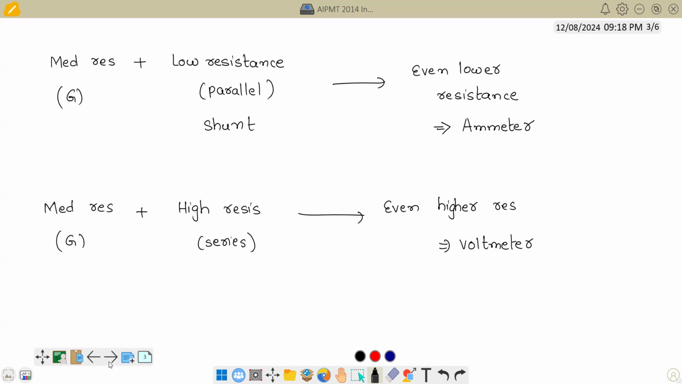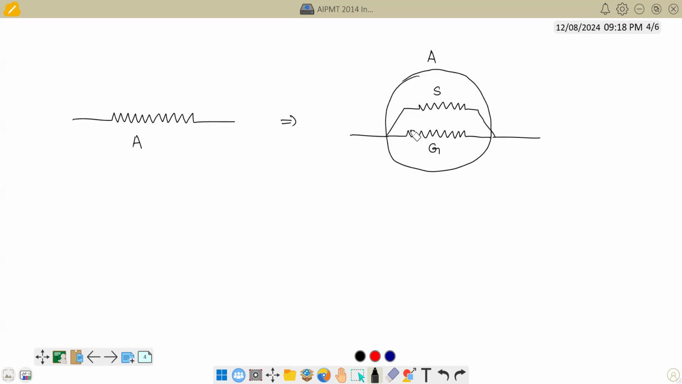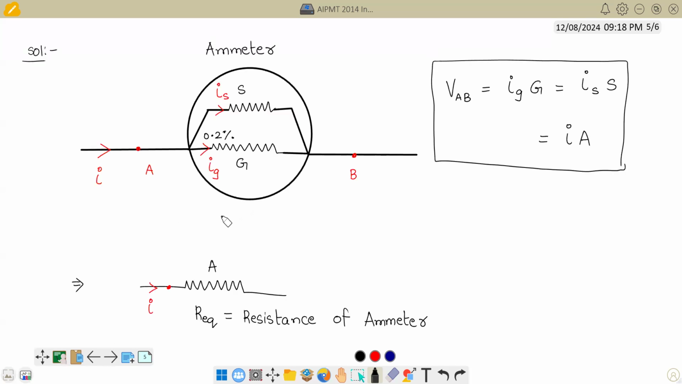That means, in simple terms, if you go inside an ammeter and see, ammeter is nothing but a galvanometer and a shunt in parallel, which give an even lower resistance. So inside an ammeter, we have a galvanometer and a shunt. In the question, the current I is going into the ammeter, and 0.2% of it is going through the galvanometer, and the remaining 99.8% is going through the shunt.